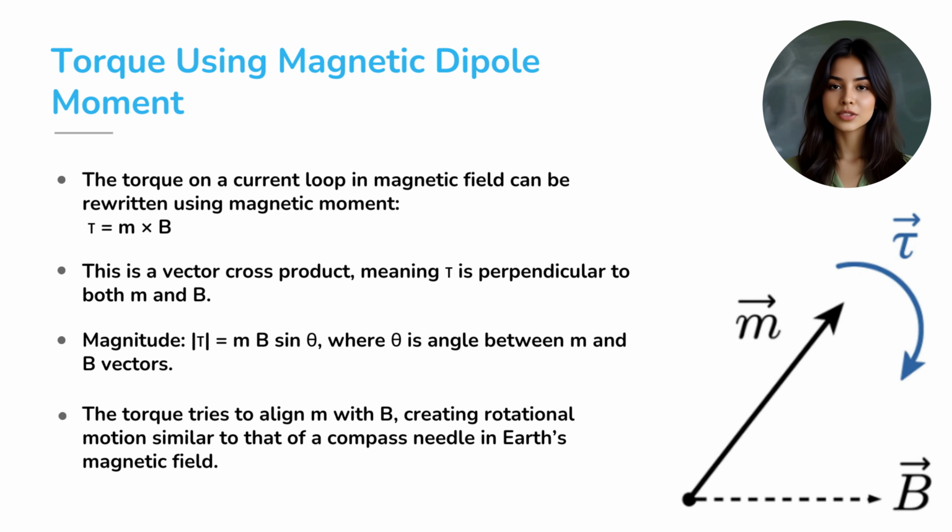The magnetic field tries to rotate the dipole so that m aligns with B, a behavior that's extremely useful in devices like galvanometers. Take a look at the diagram. The torque is perpendicular to both m and B, just as vector math predicts.